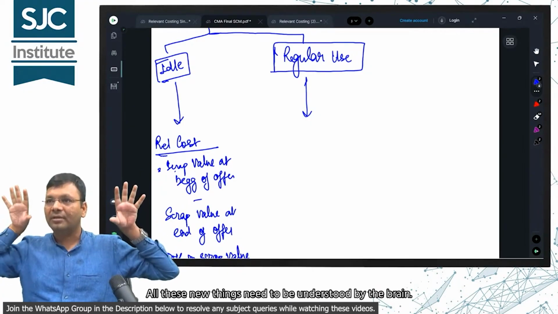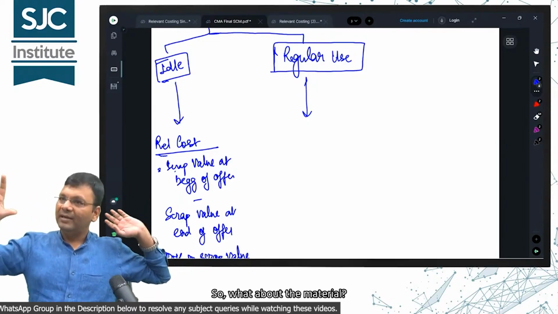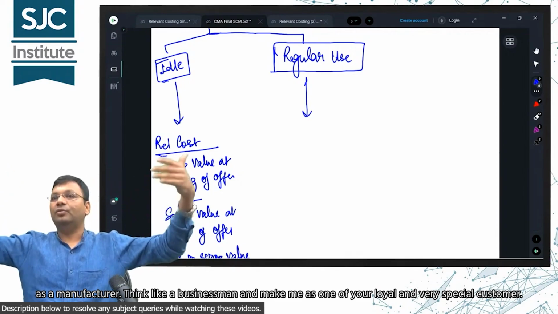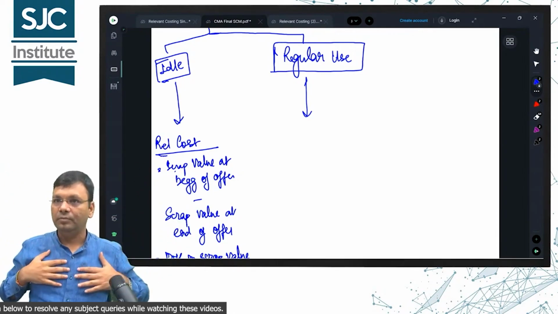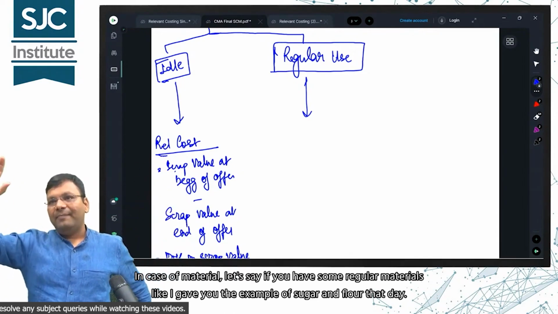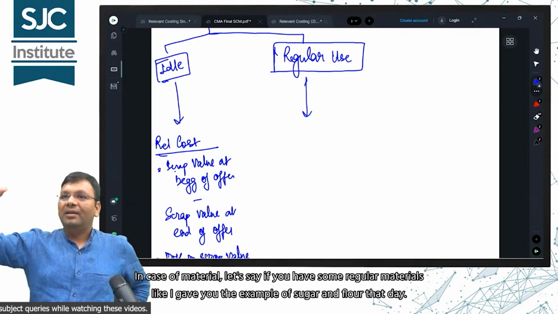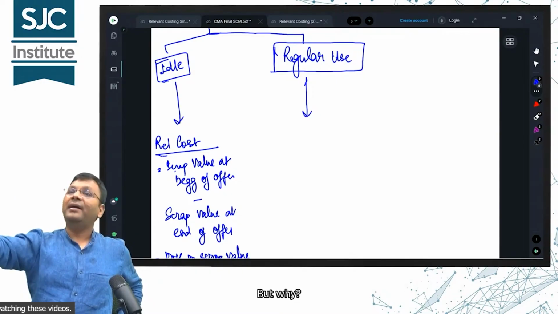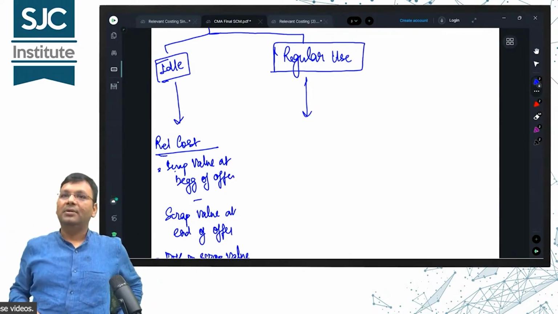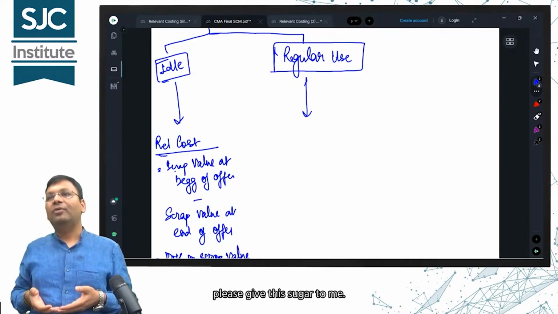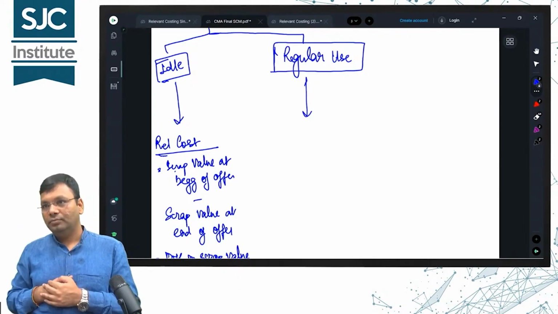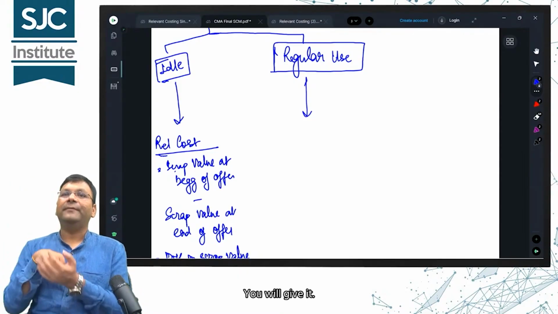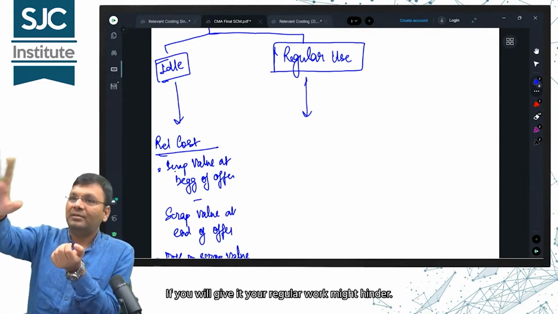All these new things need to be understood. So what about the material? Consider yourself a manufacturer. Think like a businessman and make me one of your loyal and very special customers. In case of material, if you have some regular materials, like the example of sugar and flour I gave you, you have these because they are used for daily work. Now suppose I came and said, please give this sugar and flour to me. Will you give it or not? You will give it. Right?